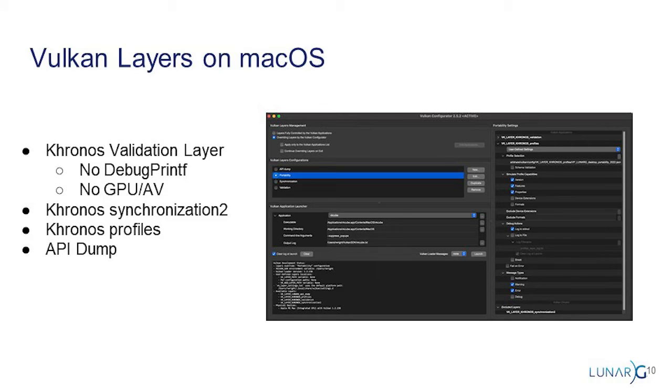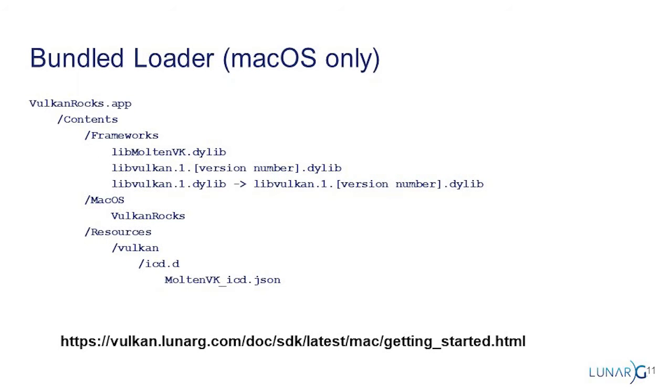We do have layers on macOS on the desktop. The Khronos validation layer is probably the most useful. There's a couple of holes in there: debug printf validation and GPU-AV, which stands for GPU-assisted validation. I'm in some discussions with Bill. We're looking at maybe trying to fill that hole in down the road. The Synchronization 2 layer provides Synchronization 2 for implementations that don't have it natively. And of course, the Khronos profiles, which Christoph has talked about quite a bit, infinitely useful, and the API dump, which may or may not be useful to you.